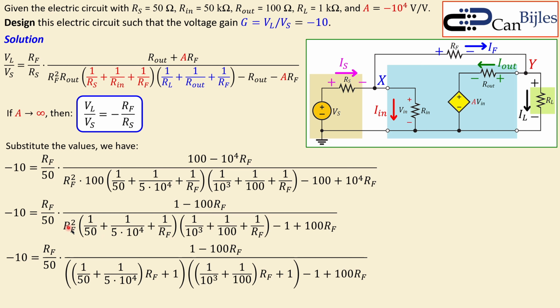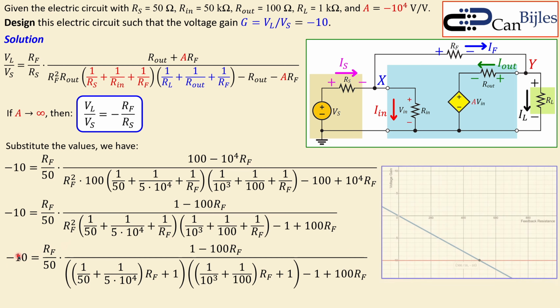parentheses. So one RF in this parentheses, another RF in this. So we get 1 over 50 plus 1 over 50,000, this quantity times RF plus 1, this is RF over RF, in a similar form here. So we get quantity here times RF plus 1, and this stays the same. Now we can use these two equations and then solve it. So we can say solve this.